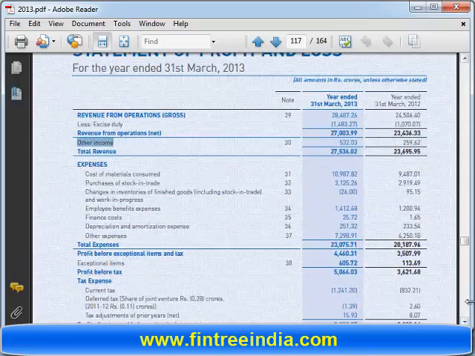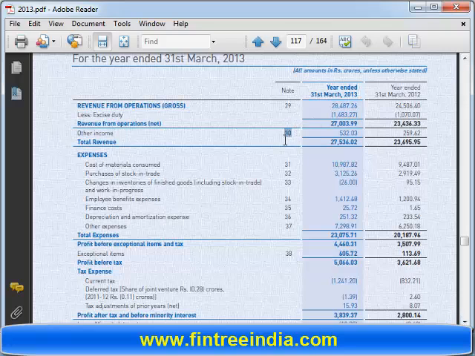Other income. This is your non-operating income, which is typically made of interest and dividend receipts. Interest received and dividend received comes into other income. All the expenses, the first three are raw material related, then employee, finance cost. So see how much are they paying to their employees? 1412.